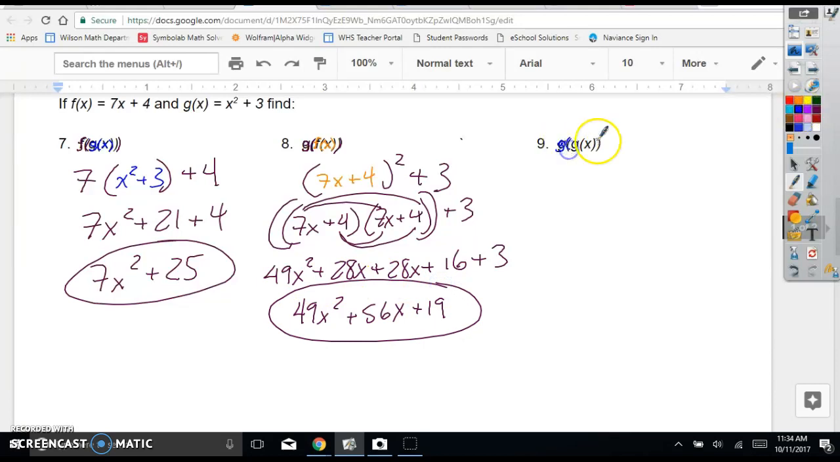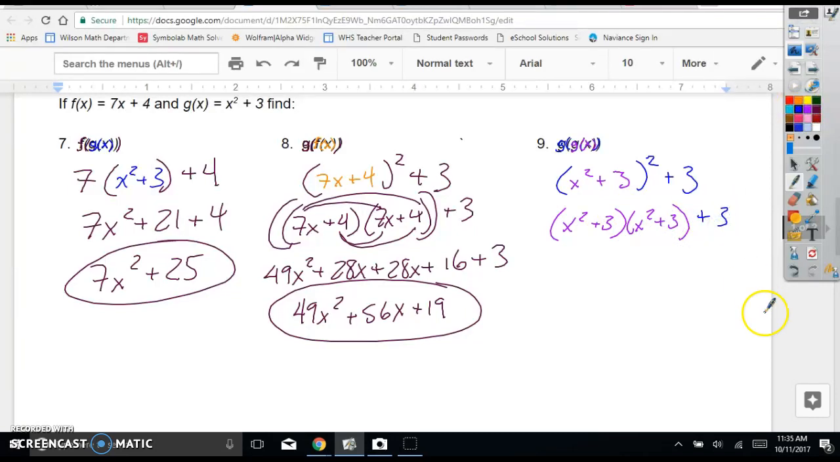All right, starting with my g, blank squared plus 3. Now inside, I have another g. So I'm going to put in x squared plus 3. So we're looking at x squared plus 3 times x squared plus 3, and then this plus 3 on the outside.